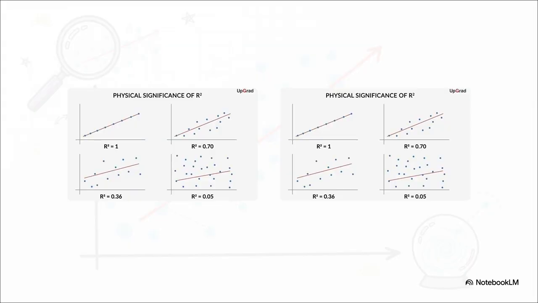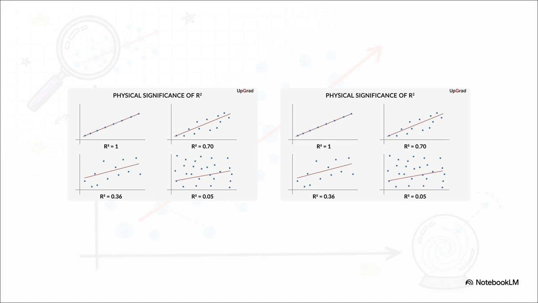Check out the top left. An R-squared of 1, that's a perfect score, an A++. Every single data point is sitting perfectly on our line. Our model explains 100% of what's going on. Now look at the top right, 0.70. That's still really strong. The data is packed in pretty tight around the line.